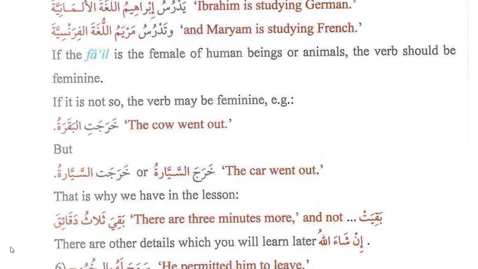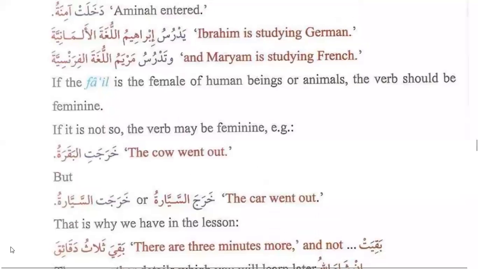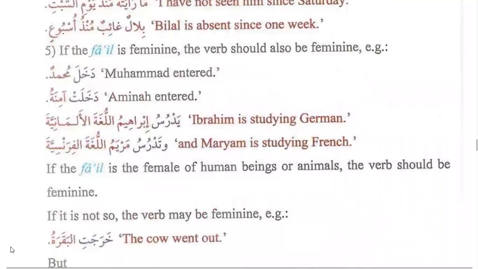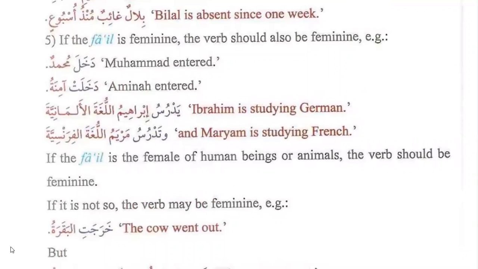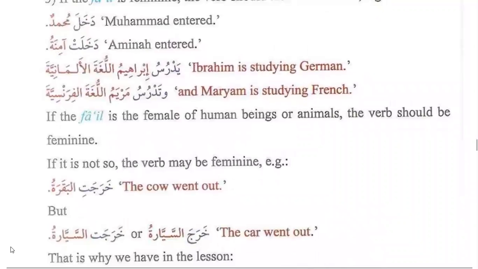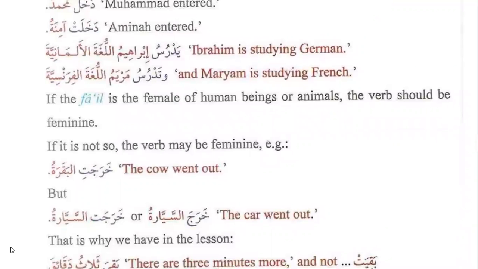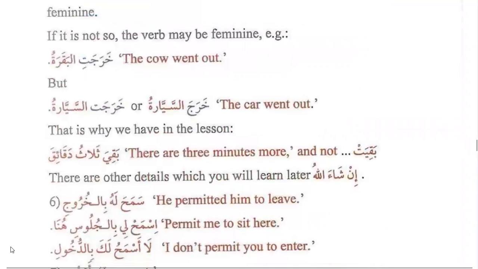That is why we have in the lesson Bakiya Salasu Dakaika. There are 3 minutes more, and not Bakiyat. There are other details which you will learn later, inshallah. What did you learn in this point? If there is a non-living female word, ism, then we can either use kharaja or kharajat. But it is better to use kharajat.